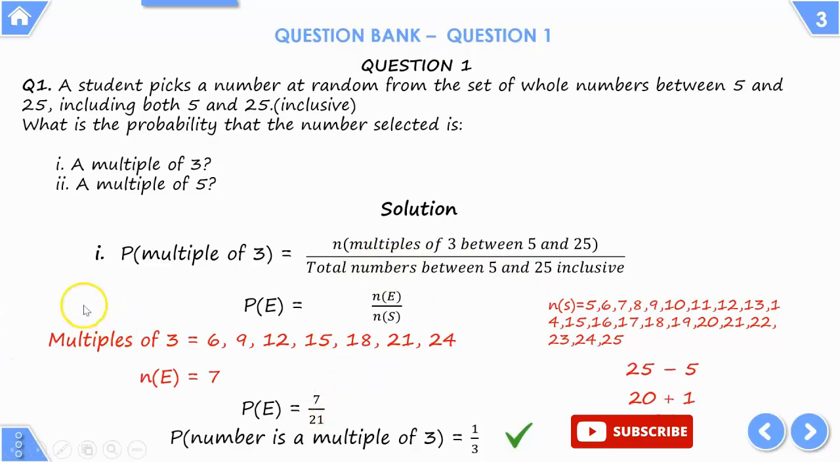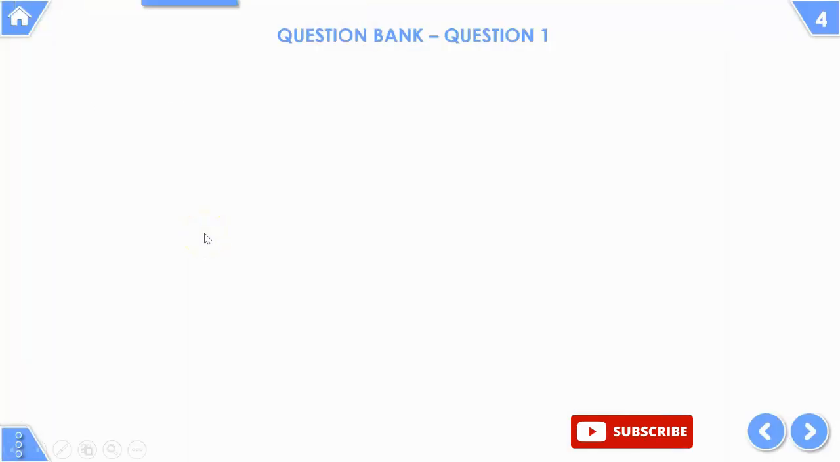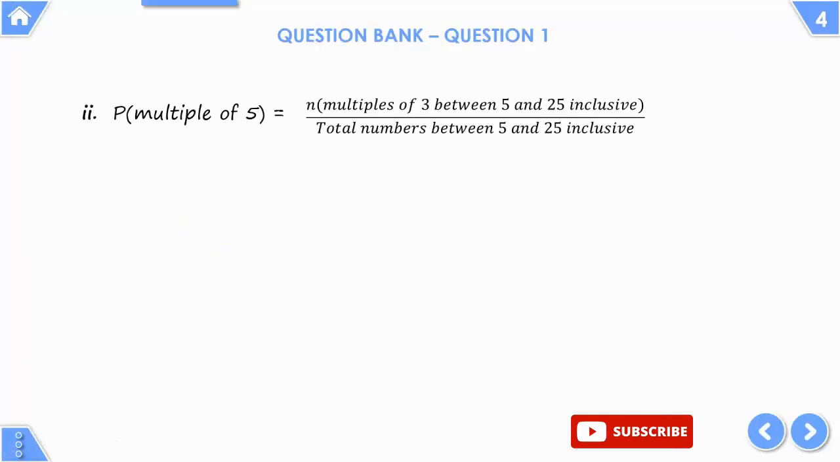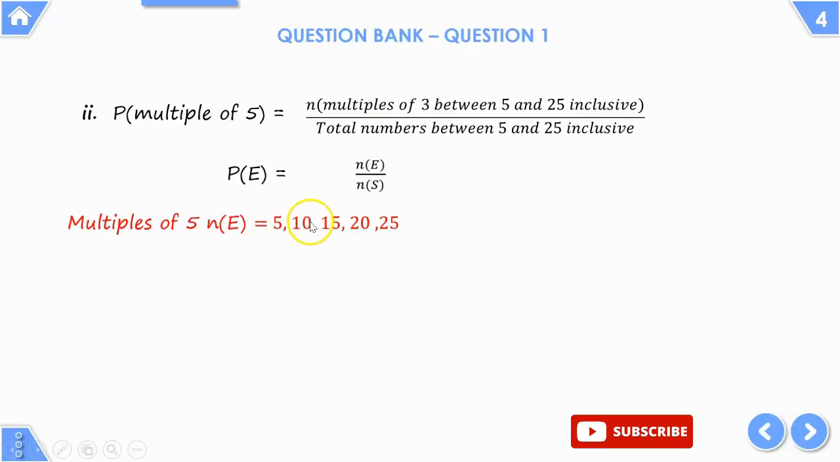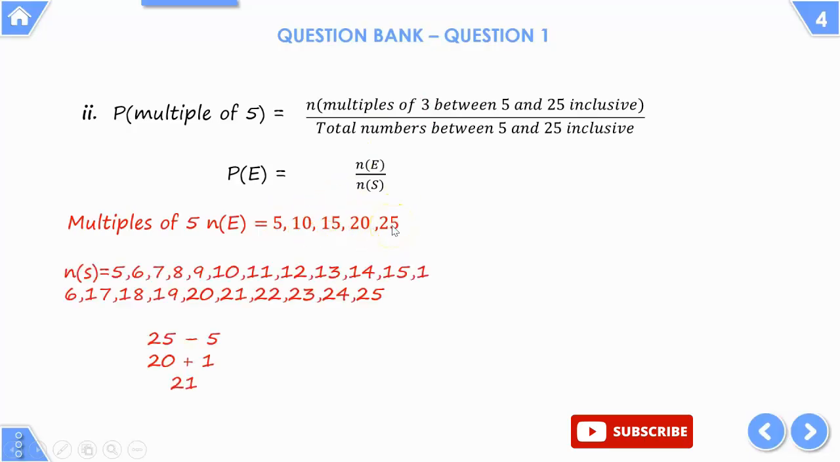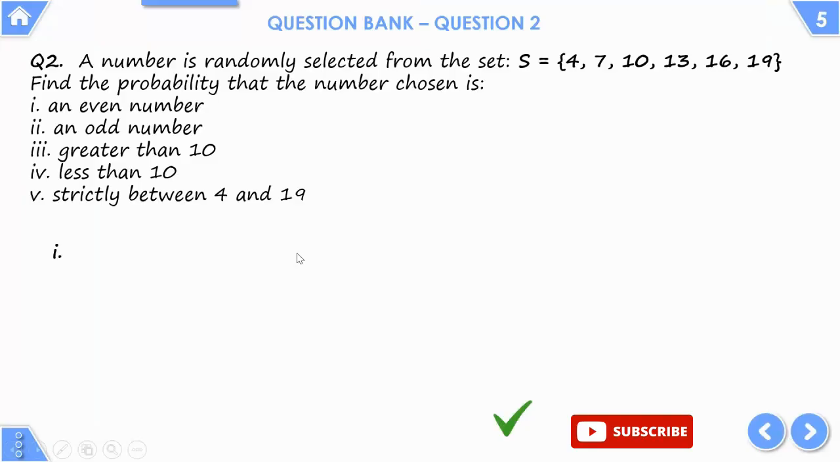All right, so let's do a multiple of 5. With the multiple of 5, we do the same thing. The number of multiples of 5 between 5 and 25 should be 5. So we have multiples of 5: 5, 10, 15, 20, 25. And then we do our sample points again, the total outcome. And that gives us 5 over 21. And so that's it. Let's move on to question 2.